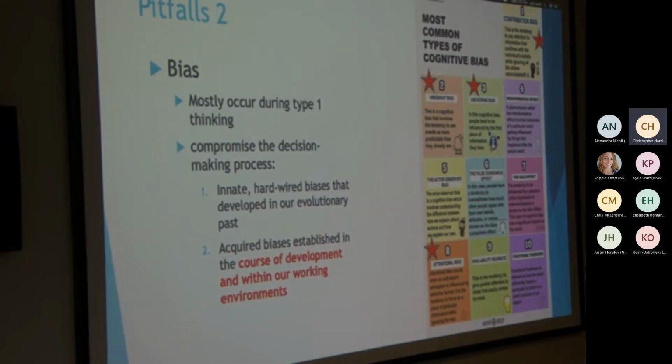Another pitfall, similar to the heuristics, is bias. There's a list of different biases that you can see up there. I've starred a couple which I think are quite relevant to work in the pre-hospital environment. Again, mostly they happen in our type 1 thinking. In the literature, they split into cognitive biases and then affective biases as well, both of which are known to compromise how we make decisions. I've put in red at the bottom there, they talk about innate biases as well, the hardwired ones, but then there's the ones that we learn, that have been established in the course of our training, our working, our experience.